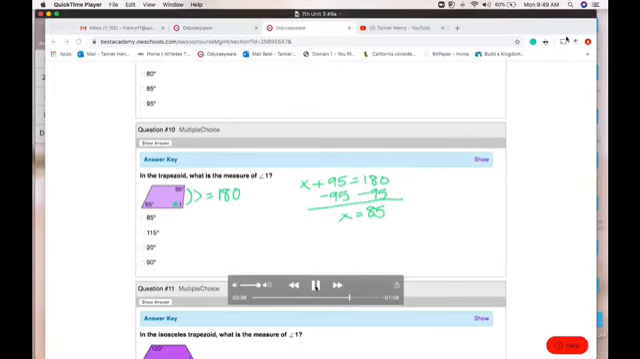So let me pause that real fast because I went through that fast. So this right here, it's on a straight line. So this straight line needs to add up to 180. So our formula is X, because I don't know what that is, plus 95 equals 180. Get X by itself, do the opposite operation. Subtract 95, and we get X equals 85.